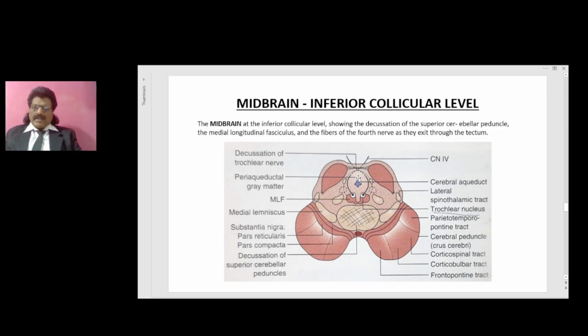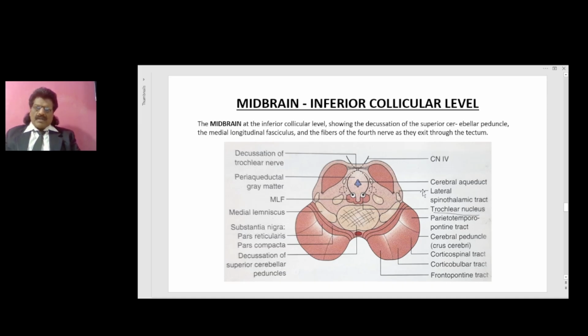So this is the periaqueductal gray matter. This is the cerebral aqueduct. This is the medial longitudinal fasciculus. This is the medial lemniscus. This is the substantia nigra. As I said, it's concerned with Parkinson's disease. Pars reticulata, pars compacta. This is the decussation of the superior cerebellar fibers. The superior cerebellar fibers go to the midbrain at the level of the inferior colliculus.